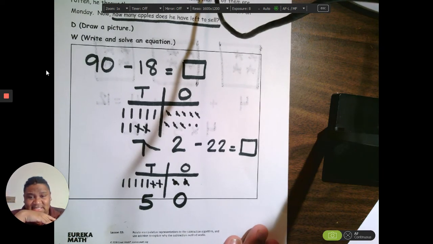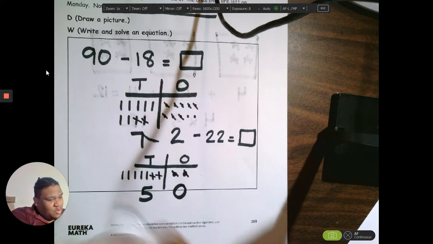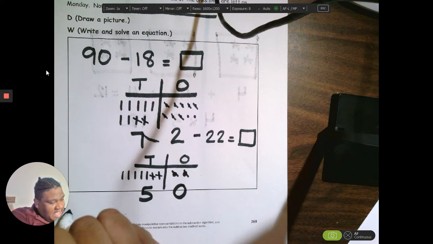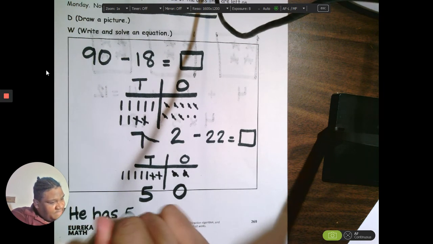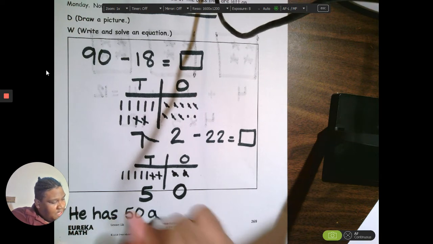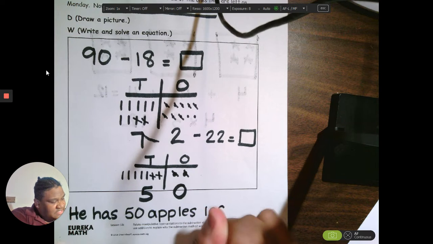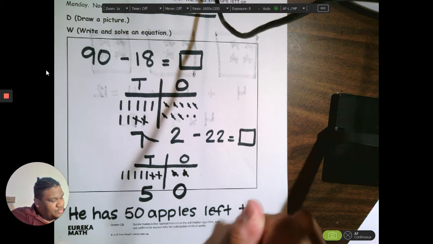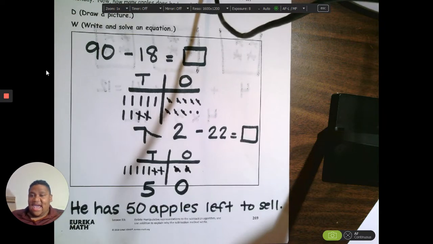And because I want you guys to be successful scholars, I'm going to write it in a complete sentence. I'm going to say, he has 50 apples left to sell.